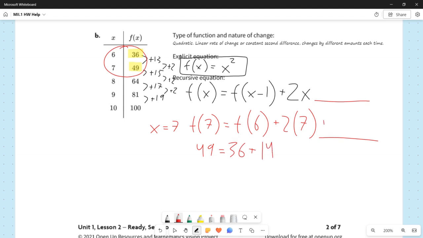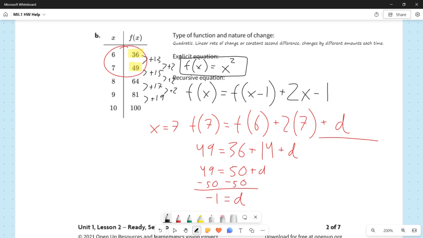And really, we should assign a variable here to our missing thing. So we'll just call it d. And then plus d. It's the thing that we're missing. Well, this is relatively straightforward. We have 49 equals 36 plus 14 is 50 plus d. Subtract 50, subtract 50, and we end up getting negative 1 equals d. And so what that means is we can now finish out our recursive equation because our final piece is that we have to subtract 1 off of that.